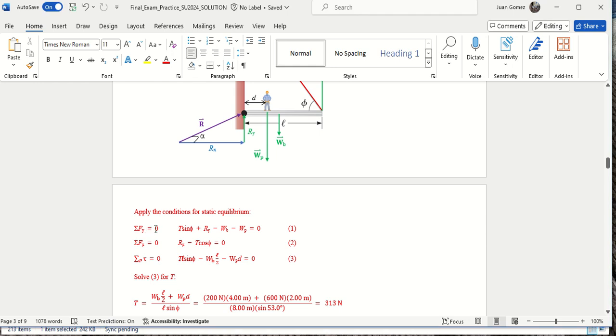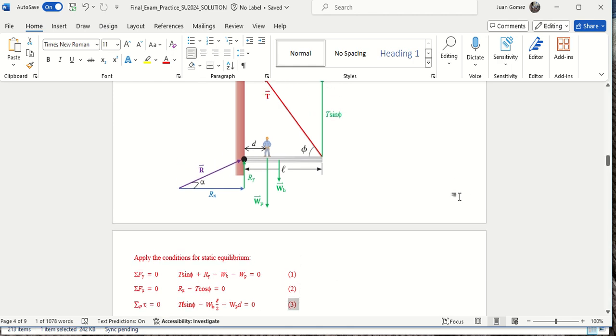Sum of the forces in the y direction equals 0. Get equation 1. Sum of the forces in the x direction equals 0. That's going to give you equation 2. Sum of the torques about your pivot, which we know by now is where the beam is attached to the wall, equals 0, and that's going to give you equation 3.